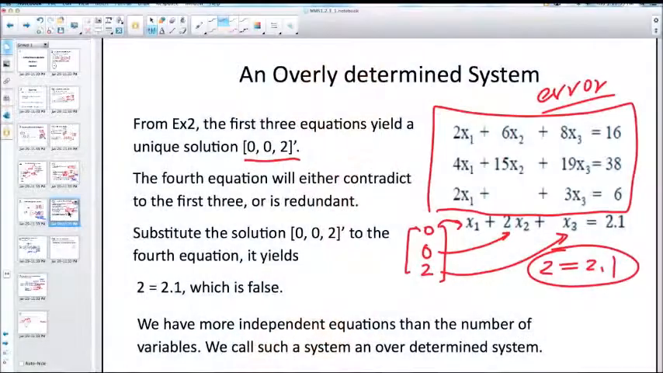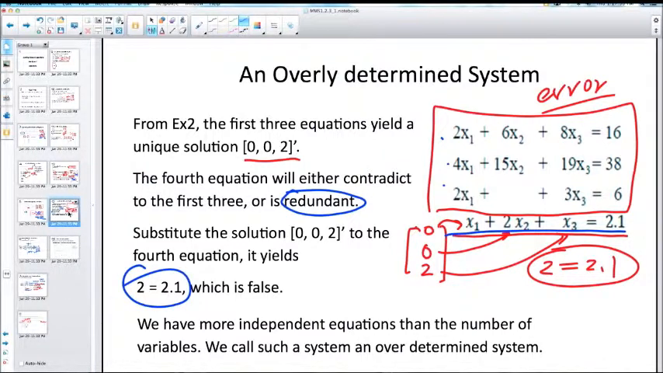In summary, if you have an overdetermined system, you have more equations than variables. For this last equation, there are only 2 possibilities. Either this equation exactly conforms to the previous 3 equations, then I call it redundant. Basically, redundant means useless, no more information. Or, like what we had in this example, you get a contradiction. Then you say this system has no solution.